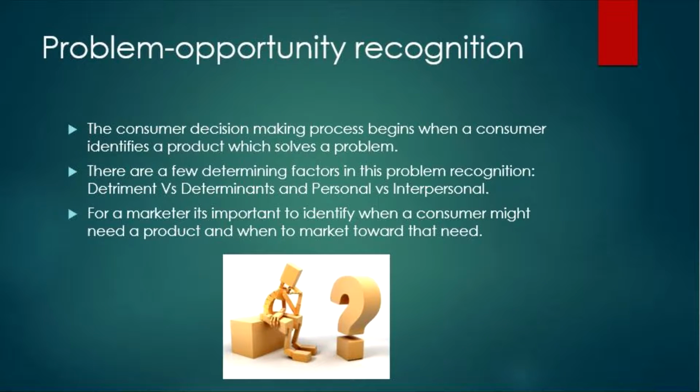Problem opportunity recognition. This is where the consumer decision-making process begins. This is where the consumer identifies a problem in their life that a product can potentially solve. There are a few factors marketers need to recognize and differentiate to better understand consumers' needs. These factors include detriment versus determinants and personal versus interpersonal needs. For a marketer, it is vital to identify the consumer's needs or problems that may need to be solved by their product.